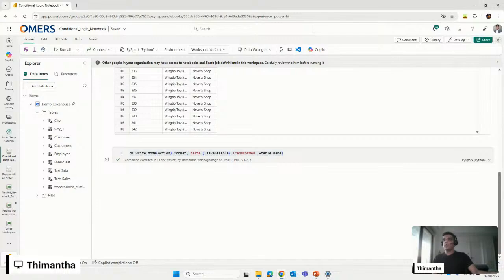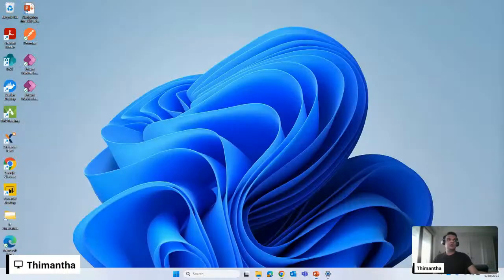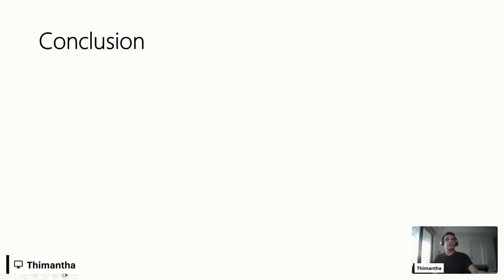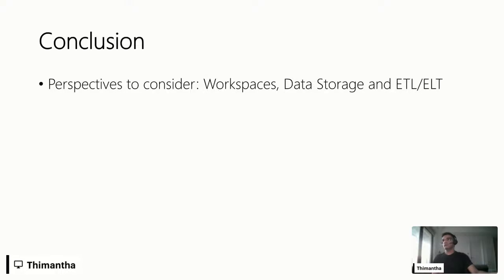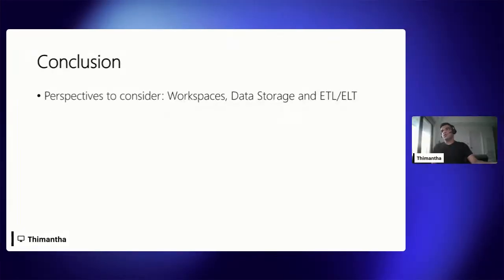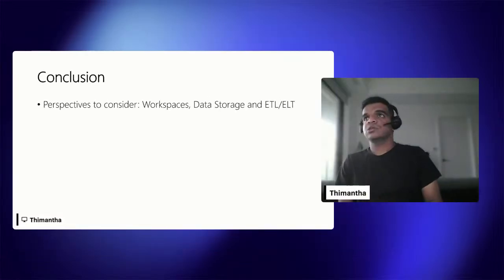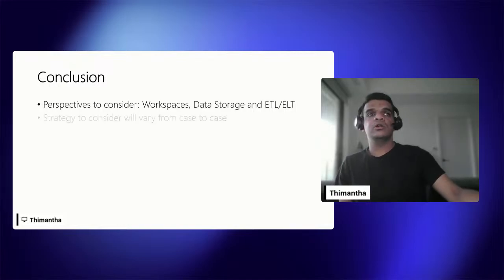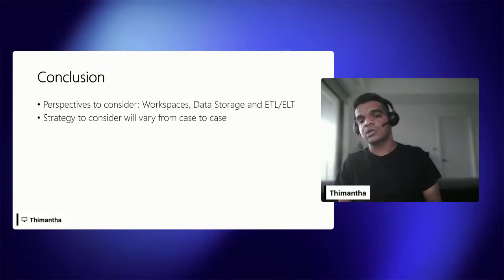With that said, that is a wrap of my session, and I would like to conclude by saying that the perspectives for data engineers to consider in terms of the 1,000 item limitation lie on the workspace level, data storage level, and the ETL ELT level. There is no particular fixed strategy saying this is the route that you need to follow to accommodate the 1,000 item limitation.